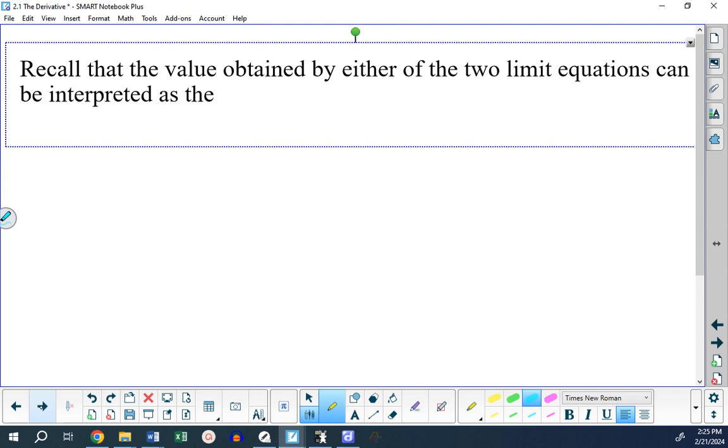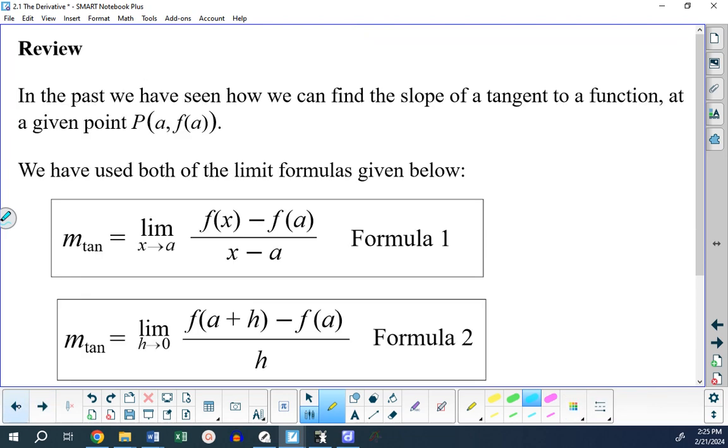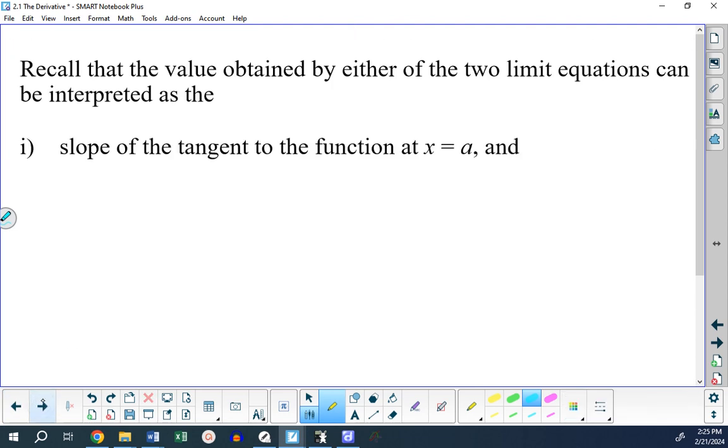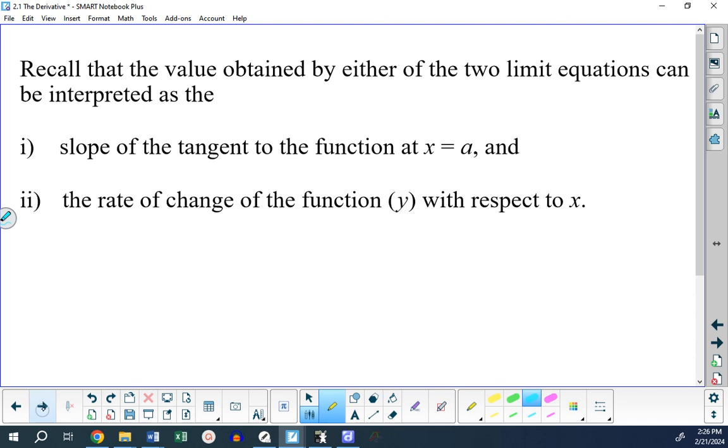Remember, the value that you obtain in either of these can be thought of as the slope of the tangent at that particular point, or as the instantaneous rate of change of the function with respect to x at that point. Are you with me? Okay.